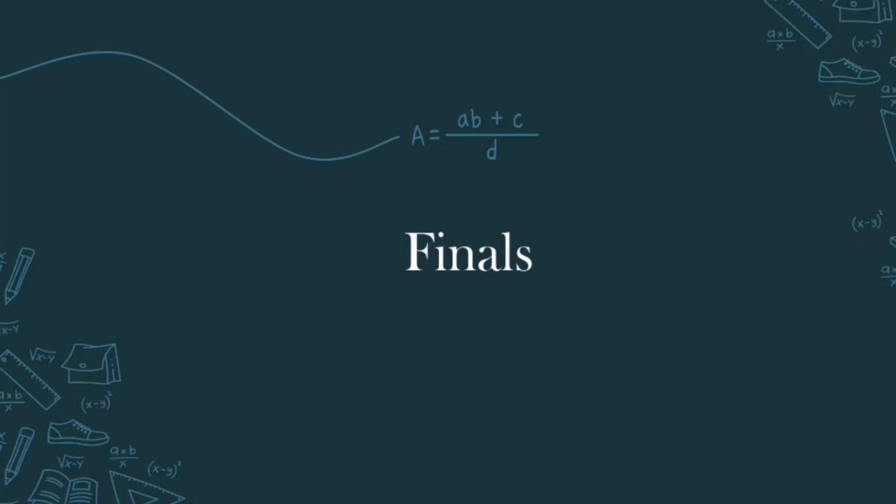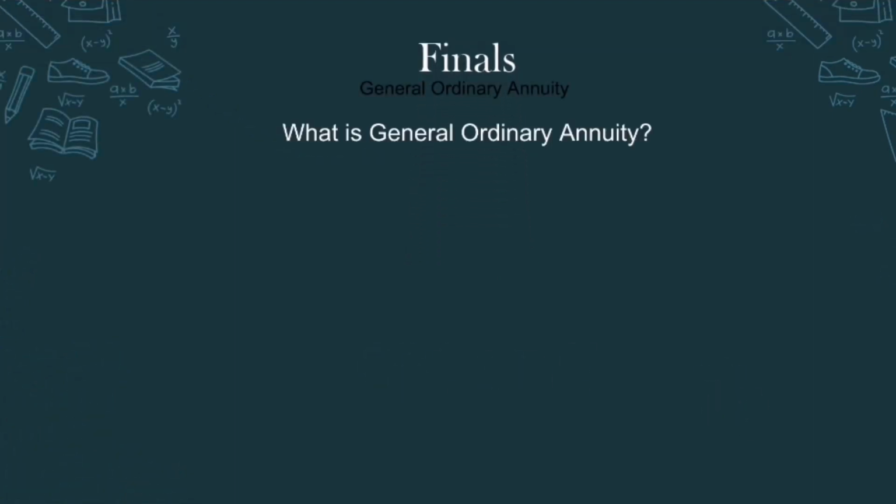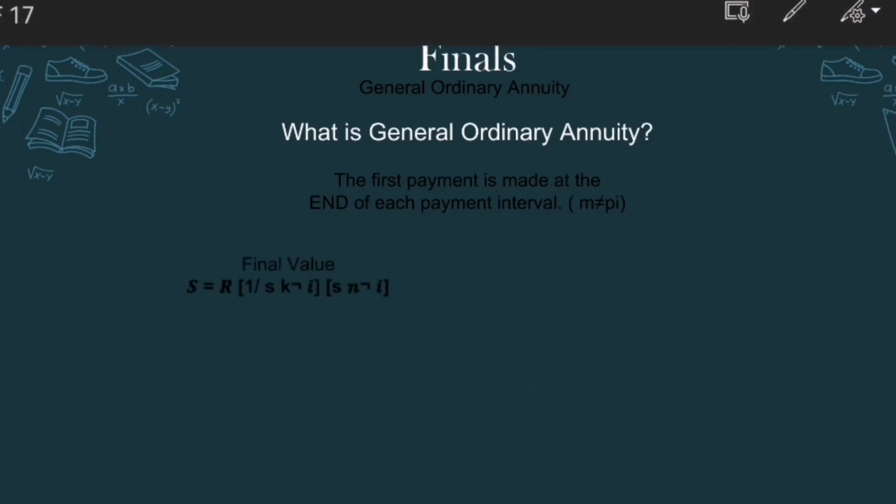And now we are here in our last topic in finals, the general ordinary annuity. So what is a general ordinary annuity? It is an annuity where the first payment is made at the end of each payment interval. When we say general annuity, the compounding period is not equal to the payment interval. So the formula to find the general ordinary annuity is S equals R times s_angle-k... 1 divided by s_k angled i multiplied by s_n angled i.